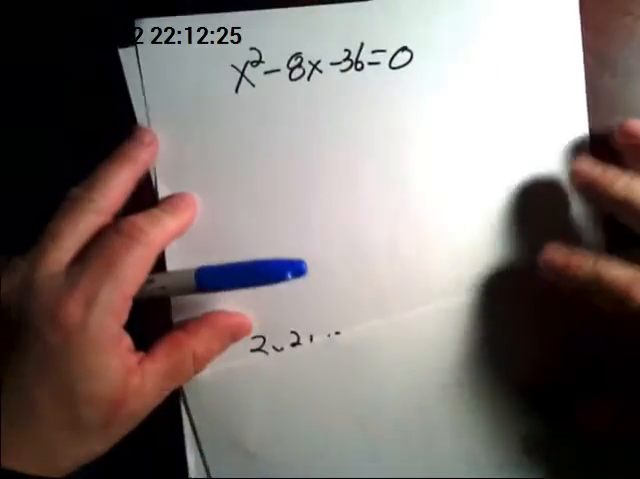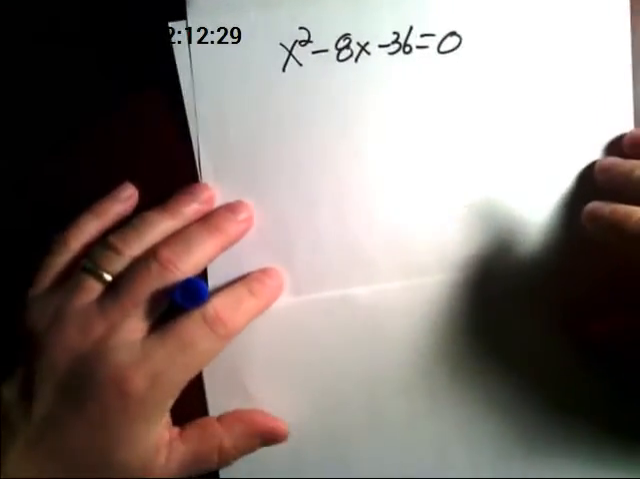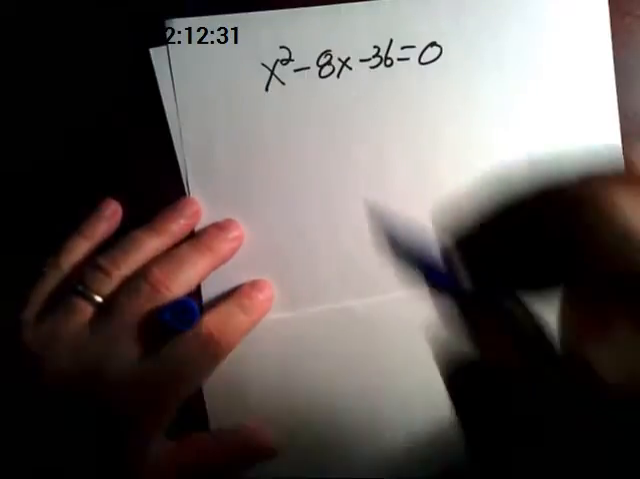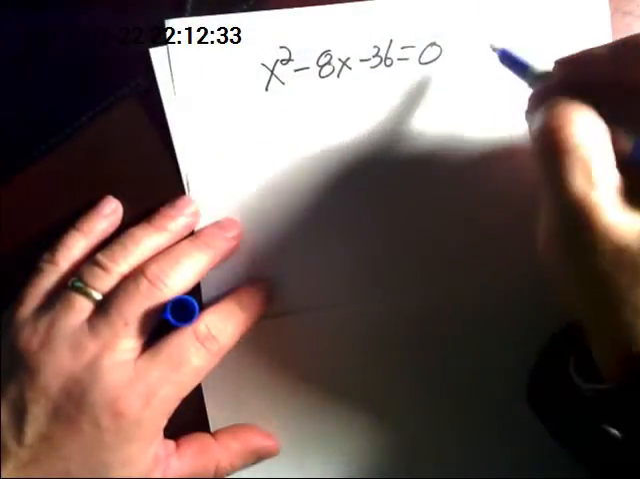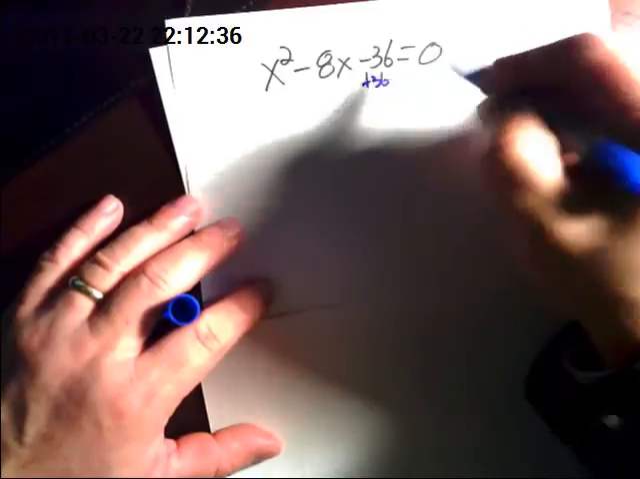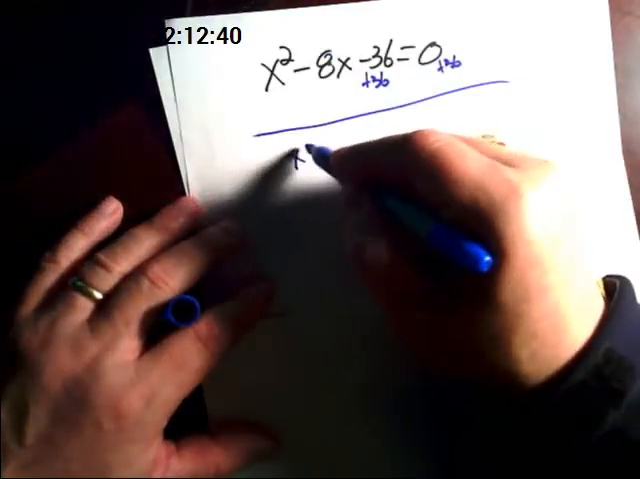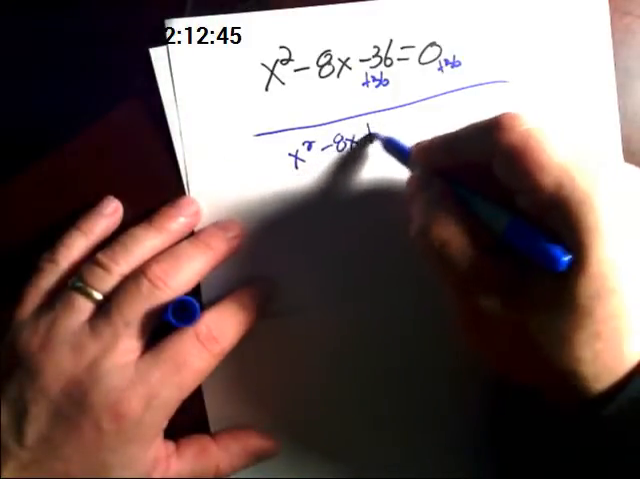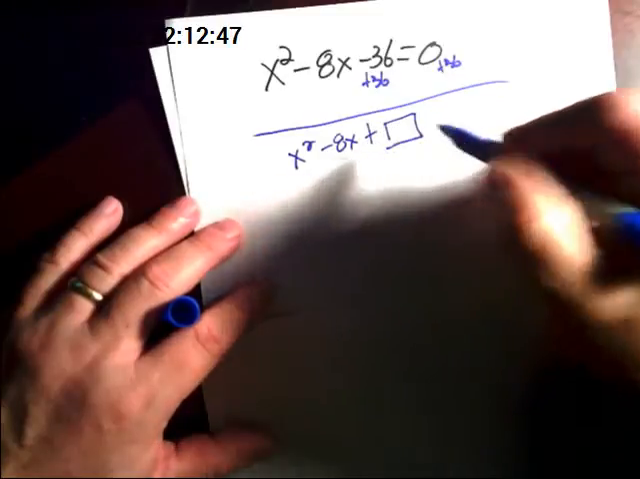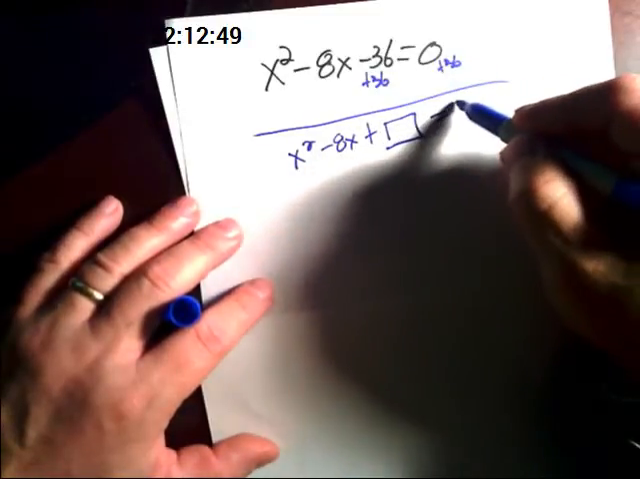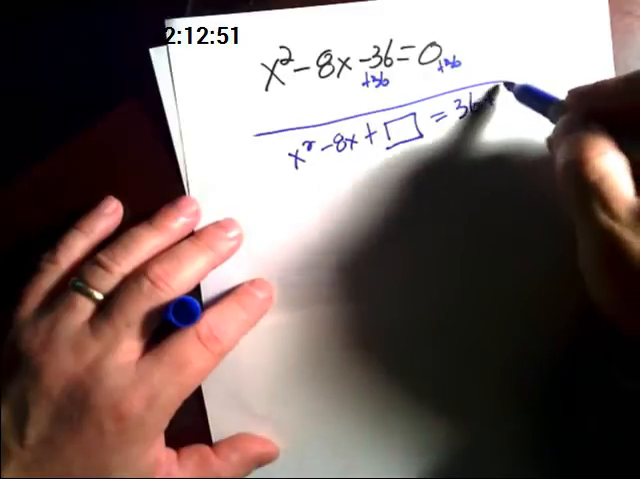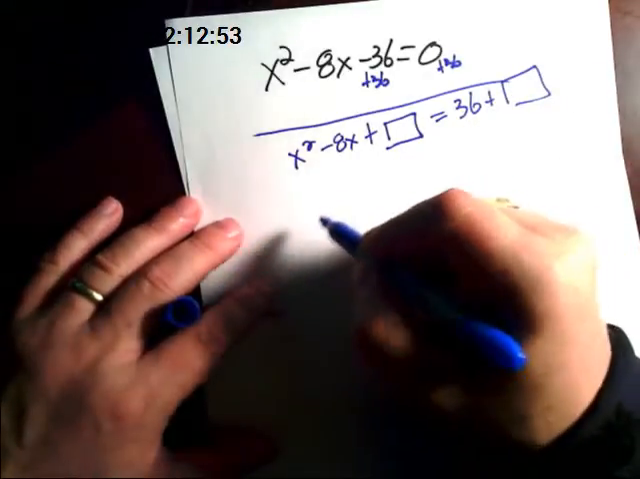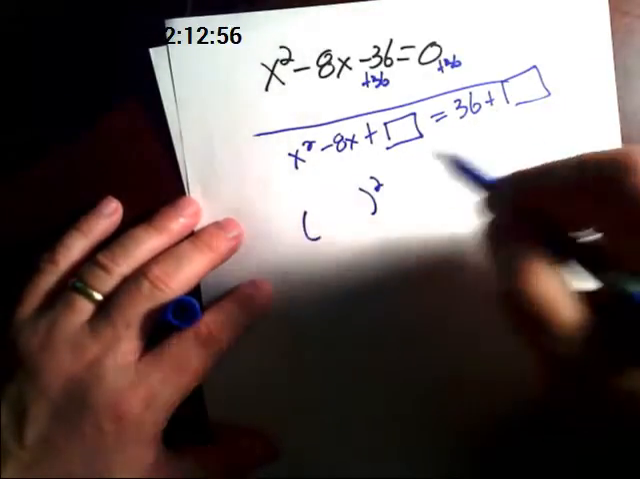Some of these I can use the calculator for, but I really want you to do this. So the first thing I said was, I'm going to get this constant to that side. So I use the inverse operations. I add 36 to both sides. X squared minus 8x. Now, if you remember, I called this a mystical box, because I'm going to add some number to this, because what I'm trying to do is make a perfect square.